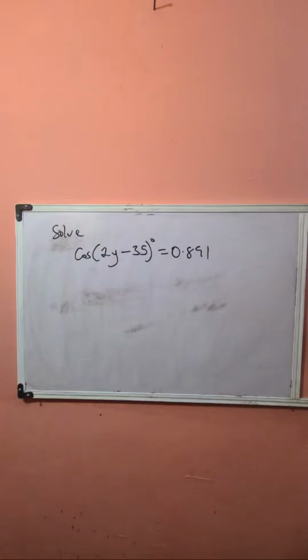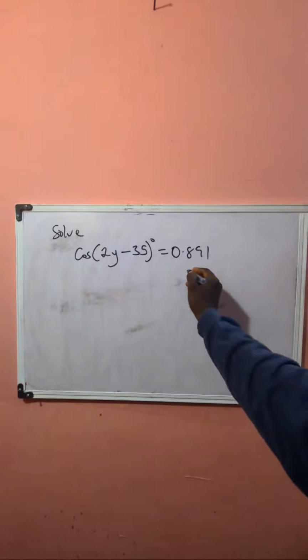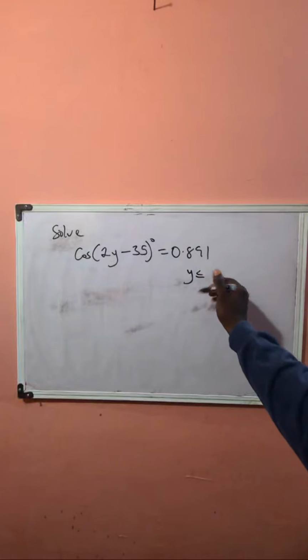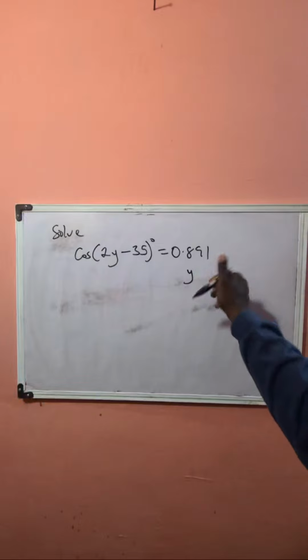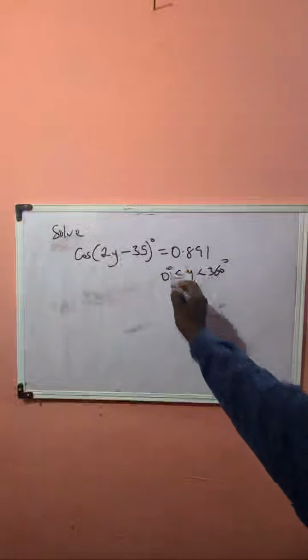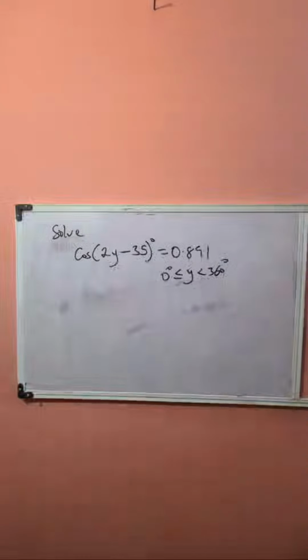So you can see what we have there. Cos 2y minus 35 equals 0.891. And the given range for y is the same. Y being between 360 degrees and 0 degrees.